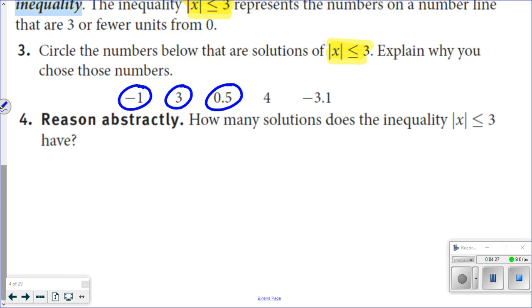Okay. So how many solutions does the inequality have? Well, honestly, it has a lot of answers. Okay, think about, there are a lot of decimals between -3 and 3. Or we could use the word infinitely many solutions.